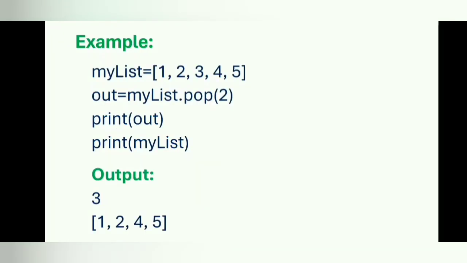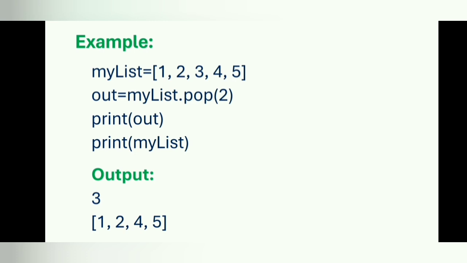Example: in this example, we call the pop method with index 2 as an argument. The pop method in Python removes the element at the given position and returns the element. In this example, the given index is 2. So Python will remove and return the element at index 2 in the list. That means the value 3 in the list will be deleted and returned.